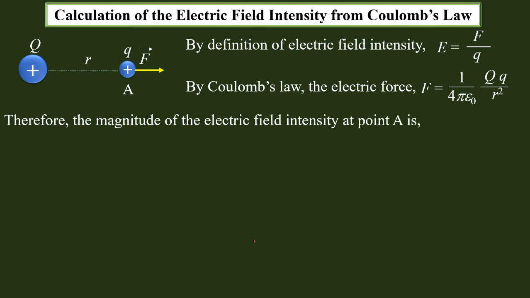So, using Coulomb's law, the magnitude of the electric field intensity at point A is E is equal to F divided by q. Replacing F with the expression from Coulomb's law, E is equal to 1 divided by 4 pi epsilon naught, capital Q and small q divided by R square, divided by small q. So E is equal to 1 by 4 pi epsilon naught capital Q divided by R square. This is the form obtained by using Coulomb's law, which differs from the definition form, E is equal to F by q.